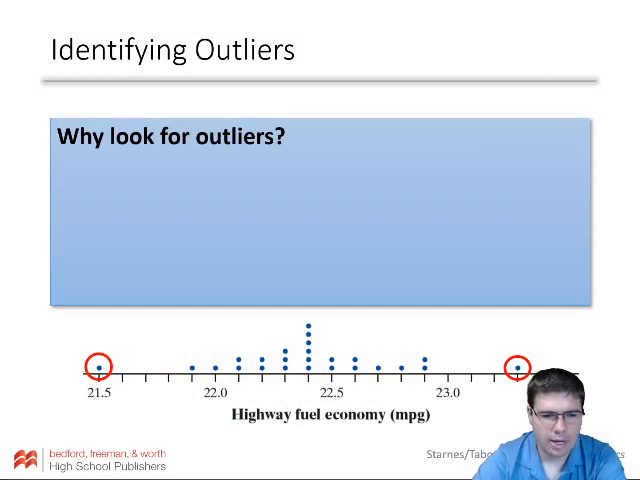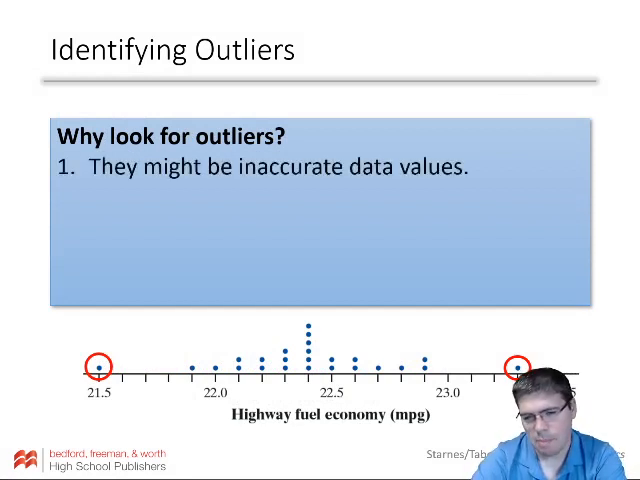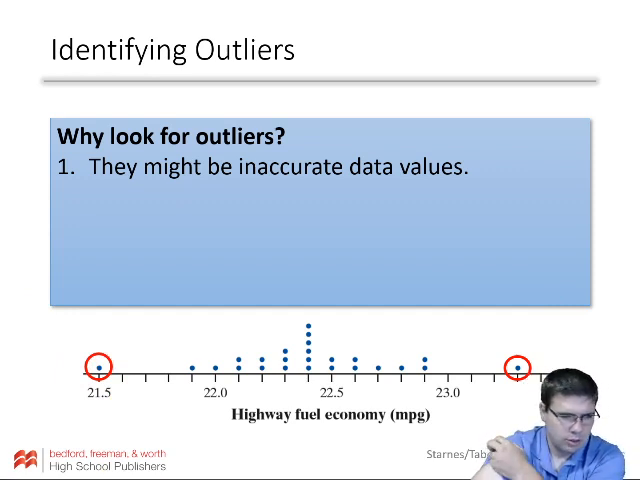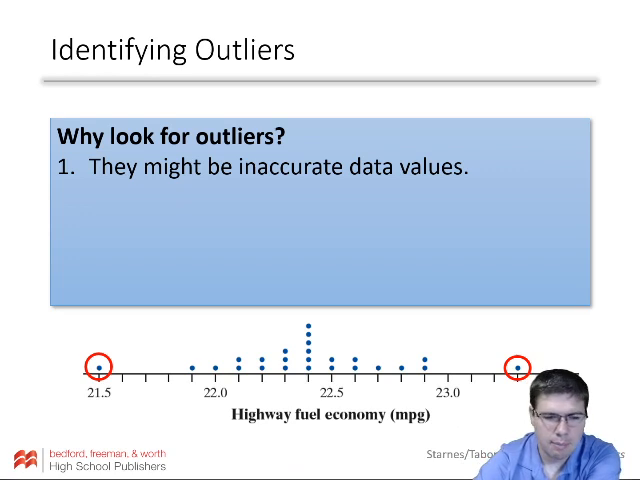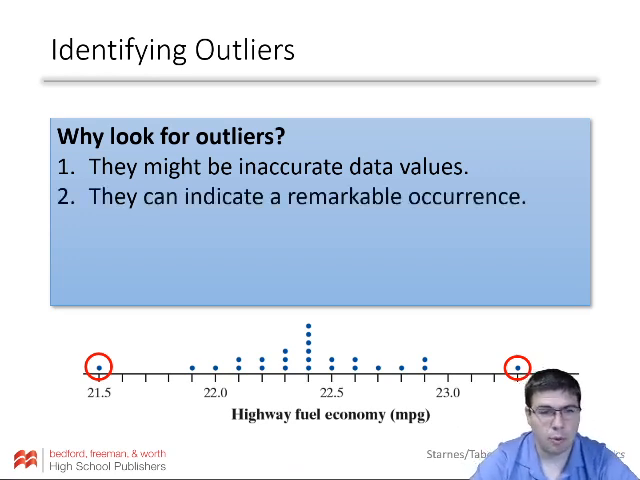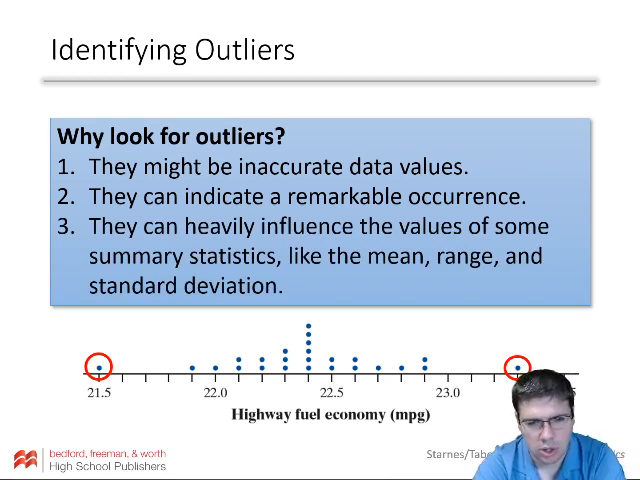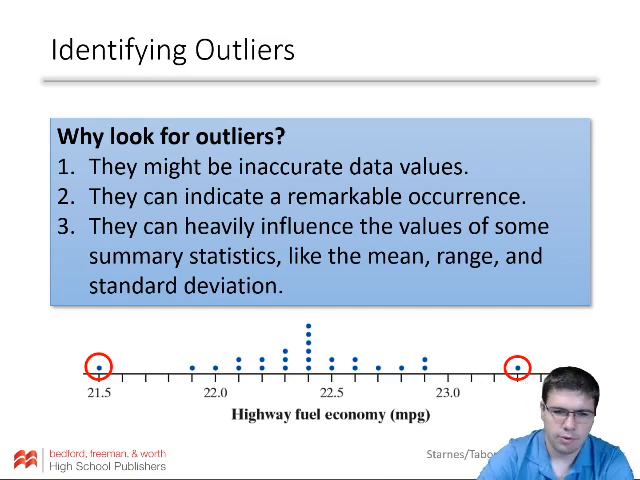So why do we look for outliers? Well, they may be inaccurate. It may be that something went wrong in the data collection process, and in that case, maybe we could take that into account and remove that from our data set. That's one thing. They can also indicate remarkable occurrences. If we see some individual is an outlier, that may be just a remarkable performance, or remarkably bad, depending on what direction it is. And then we want to be aware of them because they heavily influence some statistics like mean, range, and standard deviation. Those are all not resistant measures of center and spread.